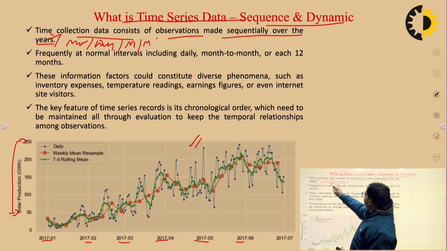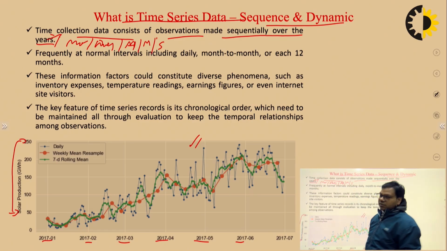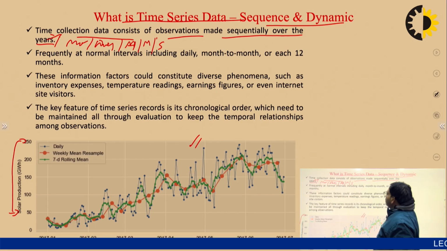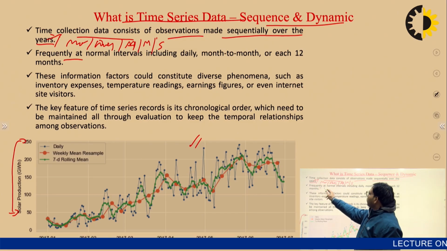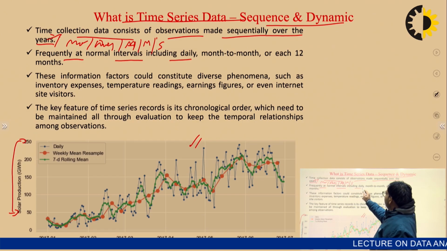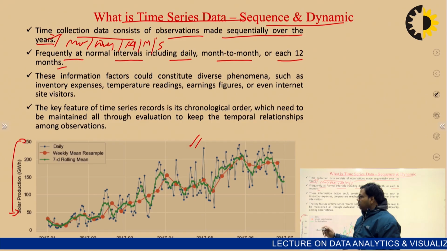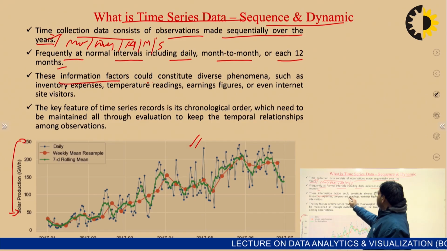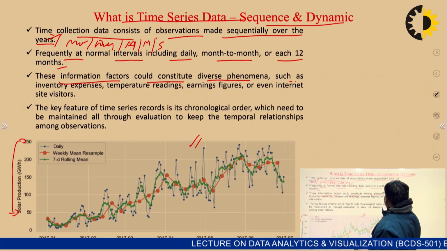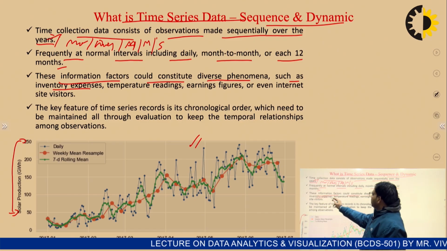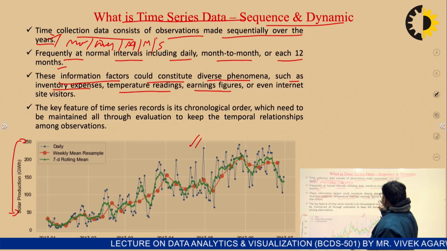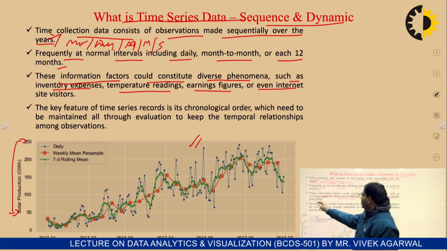Months, days, hours, minutes, and seconds. So the time series could be on the basis of these factors, frequently at normal intervals, including daily, month to month, or every 12 months for yearly. This information could constitute diverse phenomena such as inventory expenses, temperature readings, earning figures, or even website visits.